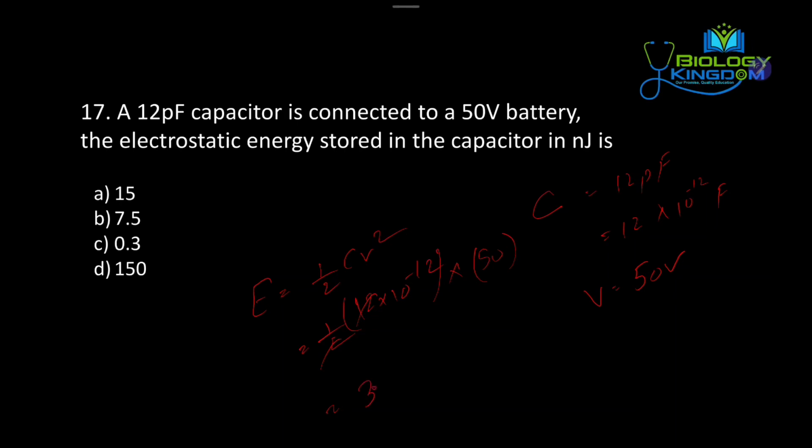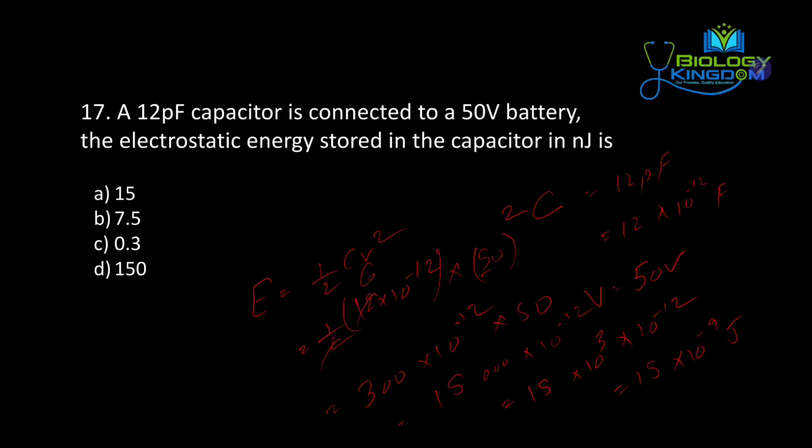Now we'll just cancel out. It will become 300 into 10 raised to power minus 12, 6, so it's square into 50, so it will be 15, 1, 2, 3 into 10 raised to power minus 12. So we can write the 3 zeros as 10 raised to power 3 into 10 raised to power minus 12. So it will become 15 into 10 raised to power minus 9 joule.